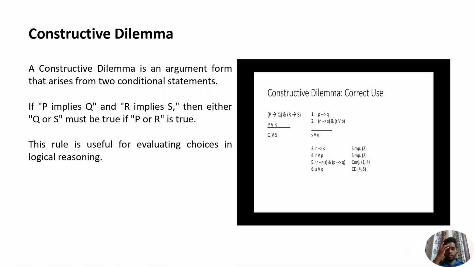Moving on to the next, the constructive dilemma. A constructive dilemma is an argument that arises from two conditional statements. If P implies Q and R implies S, then either Q or S must be true if P or R is true. This rule is useful for evaluating choices in logical reasoning.